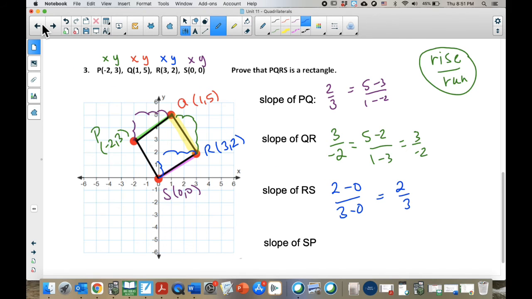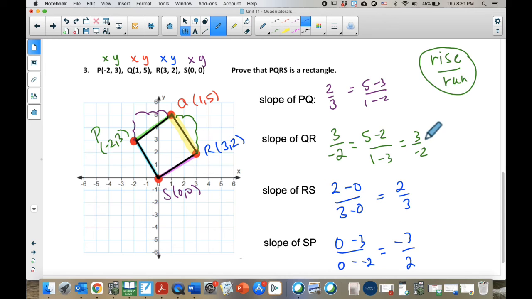All right, and then my last one. So I'm looking for PS now, or SP. Doesn't matter which way you go with it. You can call it either way. And so I'm going to subtract 0 minus 3. That's my y's. And 0 minus -2. That's my x's. That comes out to be -3 and a +2. Remember, negative minus negative is positive. 2 negatives in a row makes positive.